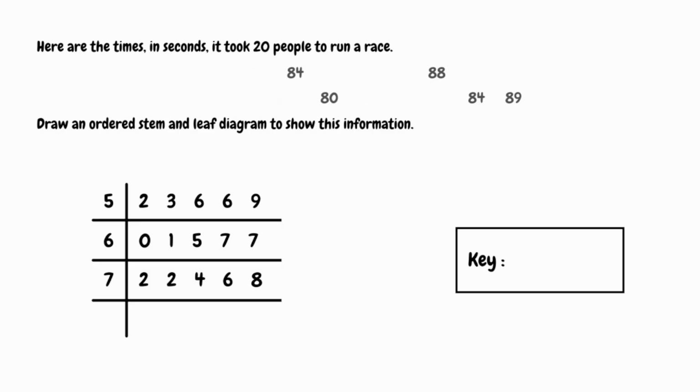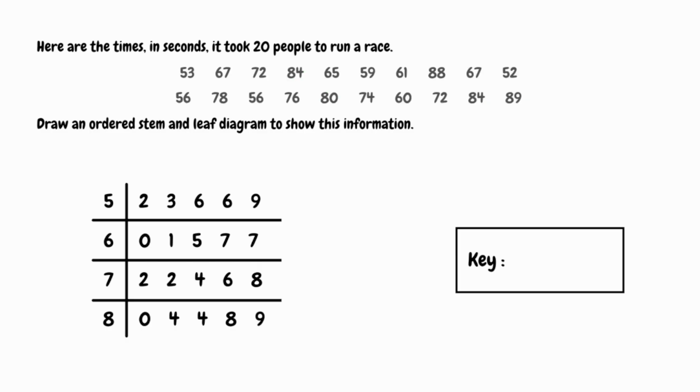So we've finished all of our numbers in the 70s, and then we're left with our final numbers, which are all in the 80s. So 8 is the number we're going to use for the stem. And then in order, looking at the units, we would have 0, 4, 4 again, as 84 appeared twice, 8 for 88, and then finally 9 for 89.